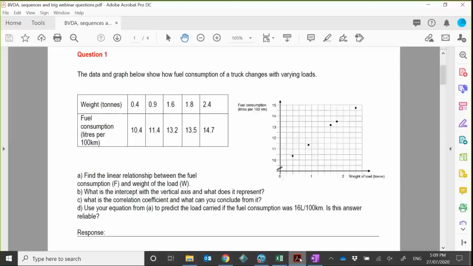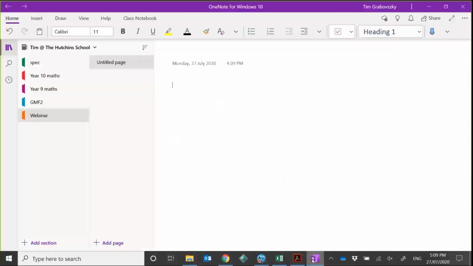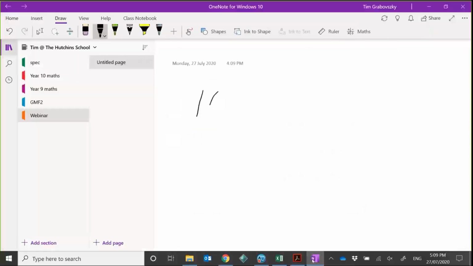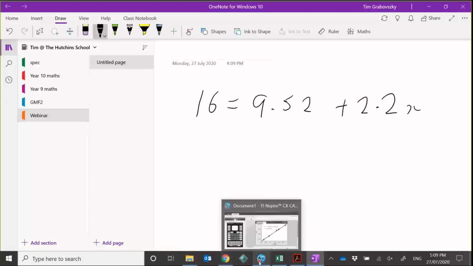Part D, use your equation to predict the load if the fuel consumption was 16 litres per 100. So what you are trying to do here is you're essentially trying to solve the equation 16 equals 9.52 plus 2.2x. That was the equation that we had. We're now trying to solve that equation. We can just do that on the calculator.